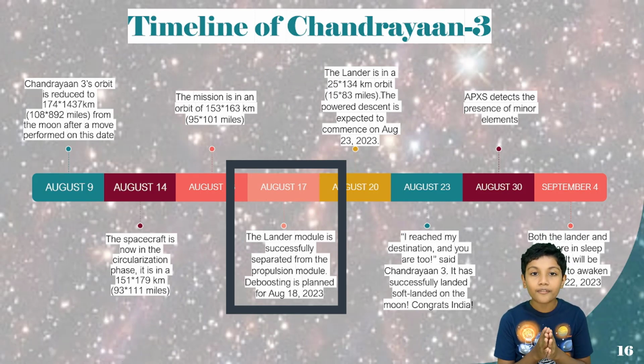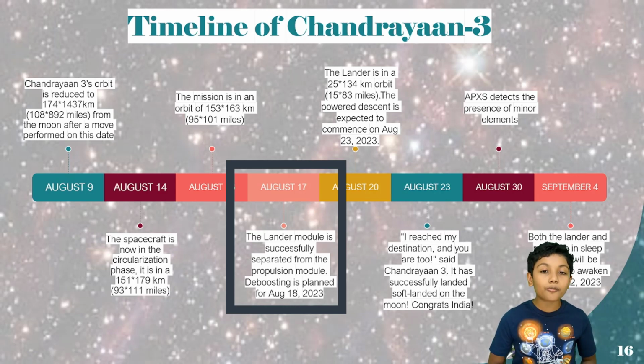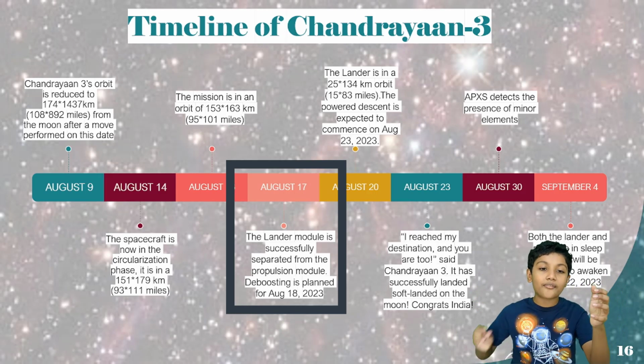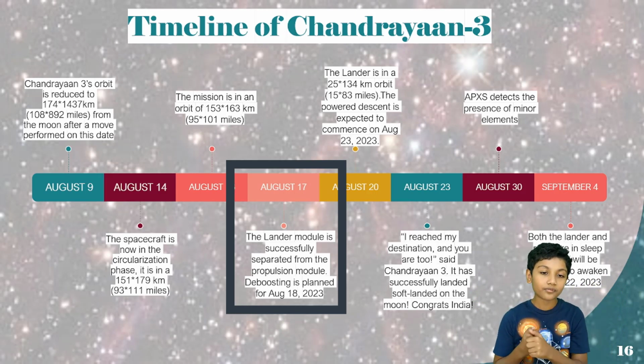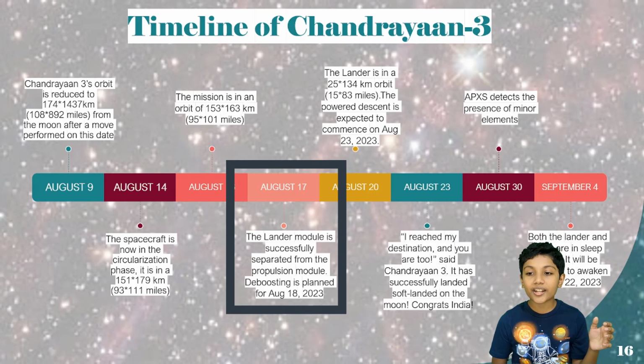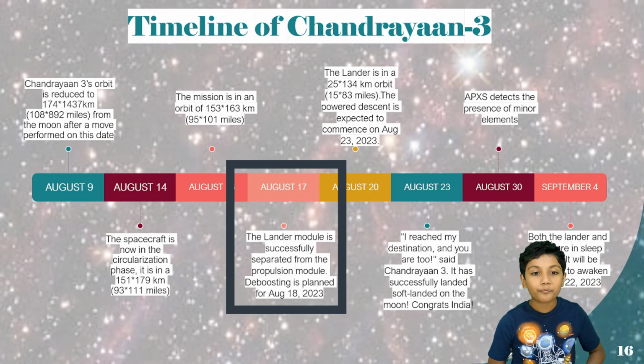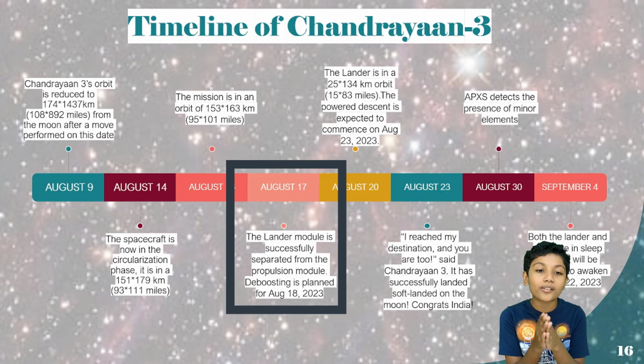Here is the day. The day has officially come on August 17th, 2023. The lander, Vikram, has separated from the propulsion module. So remember the propulsion module I talked about? And remember when I told you that it carries the lander Vikram and the rover Pragyan? Well, now, the lander has gotten out of the propulsion module, meaning the rover is still inside there.